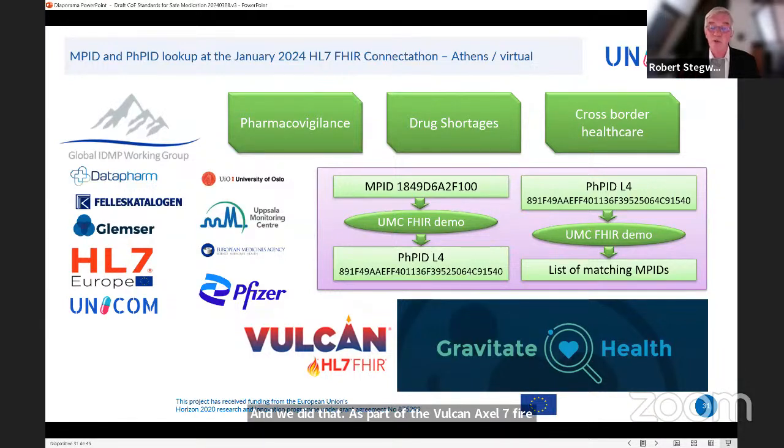And we also joined forces with the Gravitate Health Project. And I think I'll spend a few more words on the Gravitate Health Project because they are really about making the information on medication available to patients in their local language. And for that, they've also used the PHPID and the MPIDs to make sure that you can navigate from a foreign country description of a product to your local language description of a product. Next slide, please.